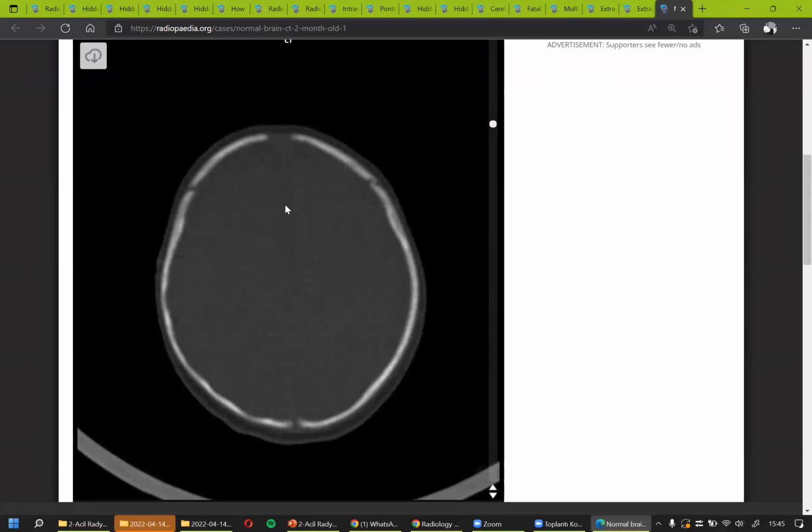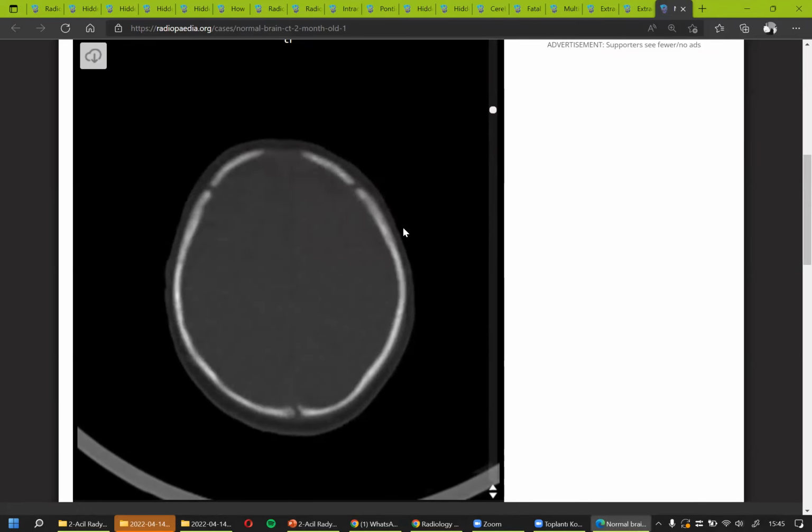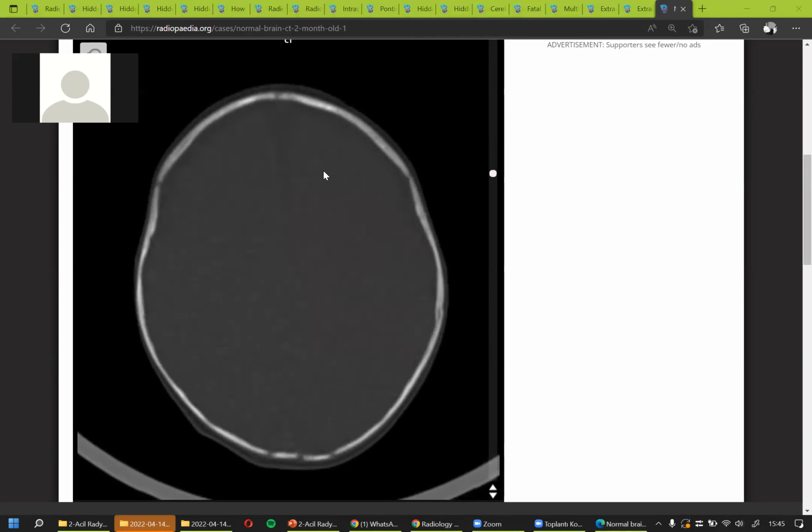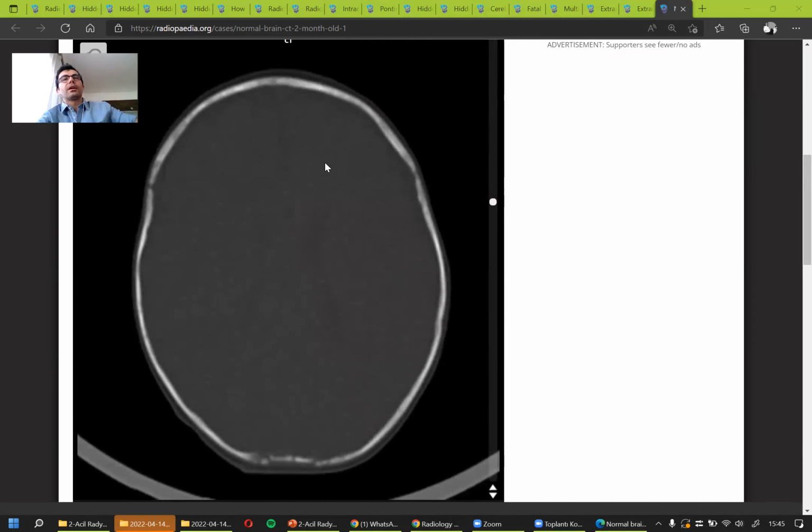What else? Can you think of anything else? If there was a fracture, there will be hematoma. Yes, very good. Accompanying soft tissue component, right? If the soft tissue is swollen there or there's some hematoma there, it's probably a fracture. Good one, doctor. That's a good one.